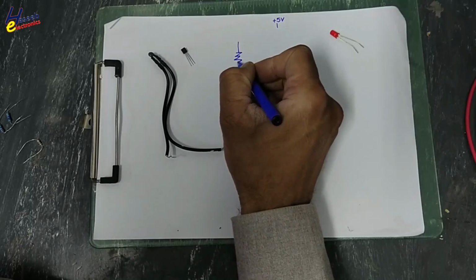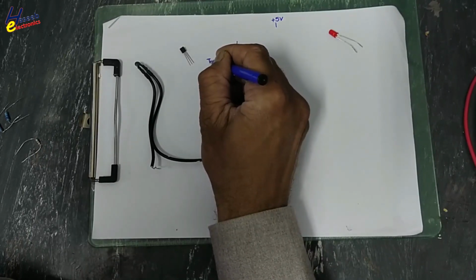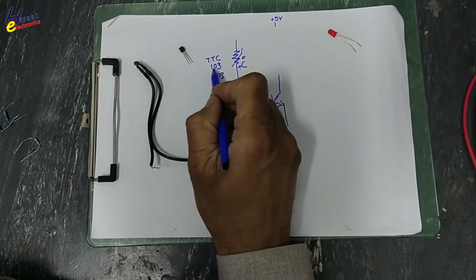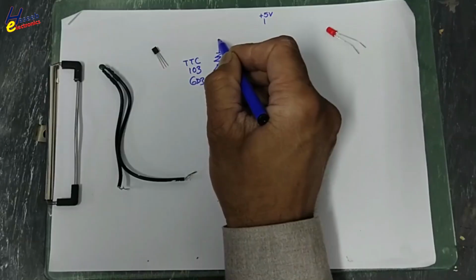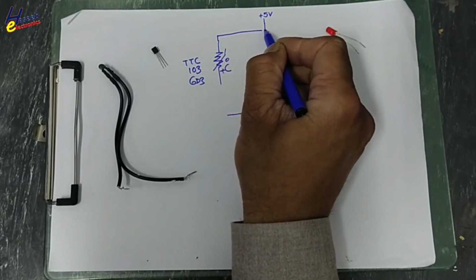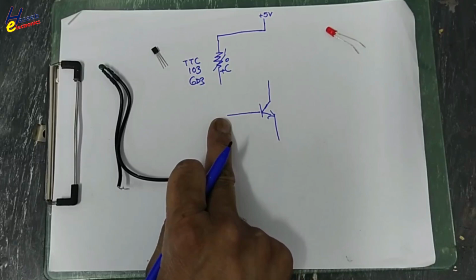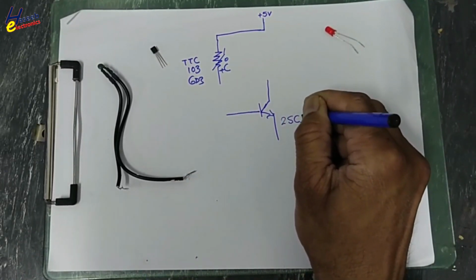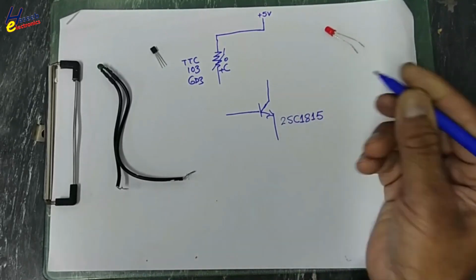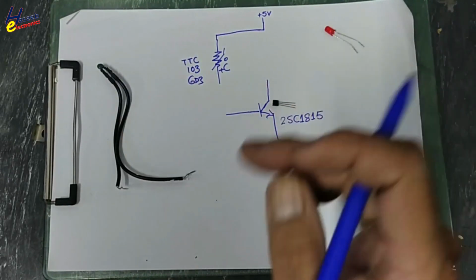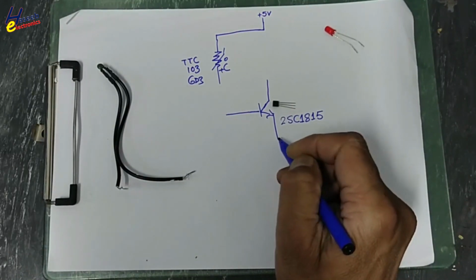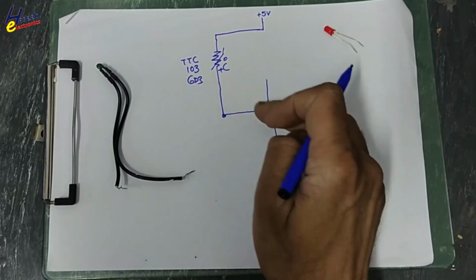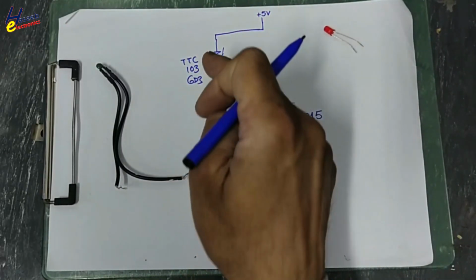We will use this NTC, 103-6D3. 103 is 10K. We will connect this NTC to positive side because we need to change the biasing of this transistor, 2SC1815, that is this transistor. It is NPN transistor. We will connect to ground emitter and we will apply this signal to the base. When temperature will increase, resistance will decrease.